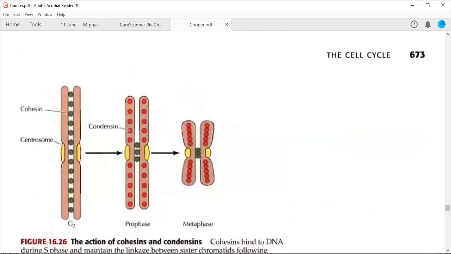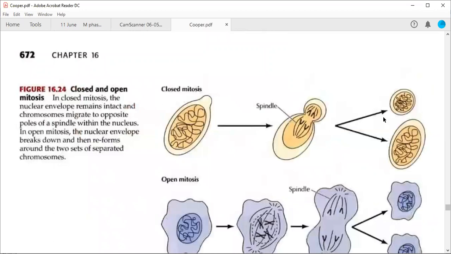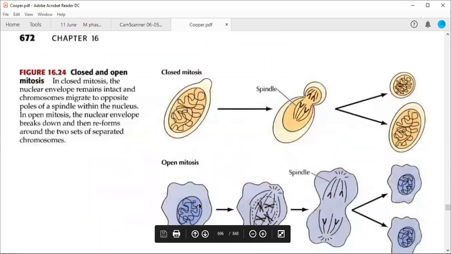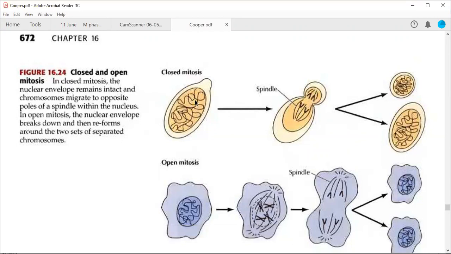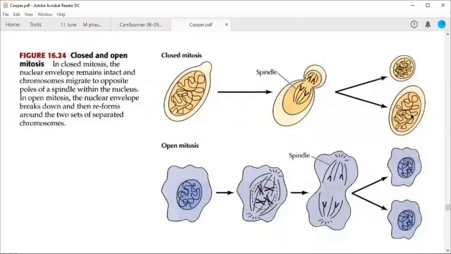Okay, so this type of mitosis is called closed mitosis, whereas open mitosis is when the nuclear envelope has disappeared, and in the cytoplasm two poles are formed by these centrosomes. Okay, if the two poles are formed within the nucleus itself, then this type of mitosis is called closed mitosis. Generally, this type of mitosis will result in unequal cell size.